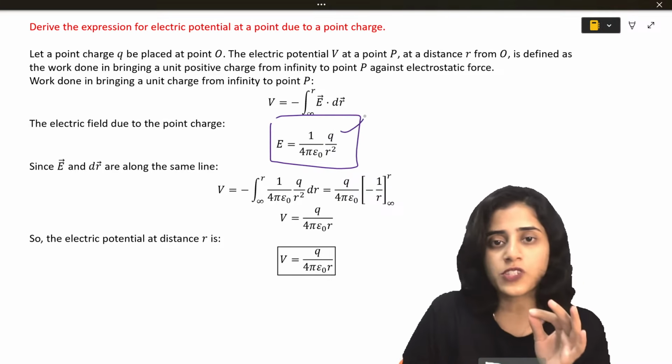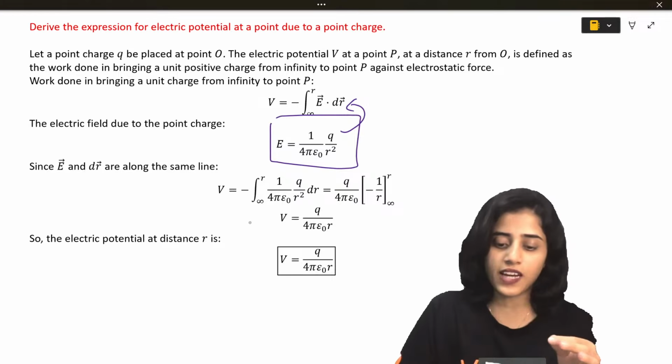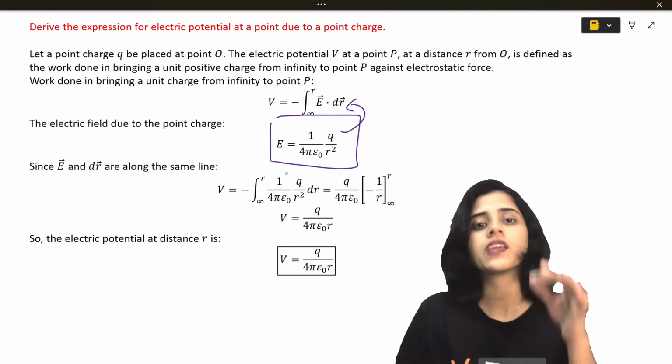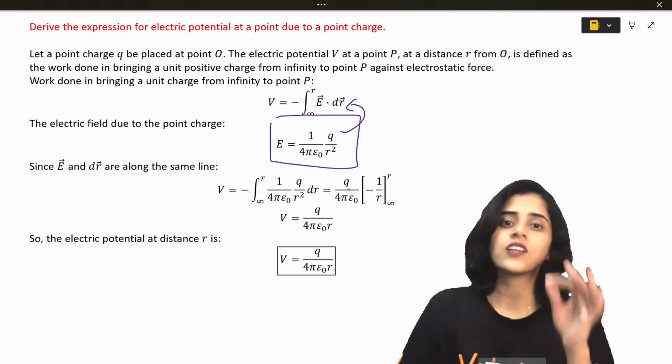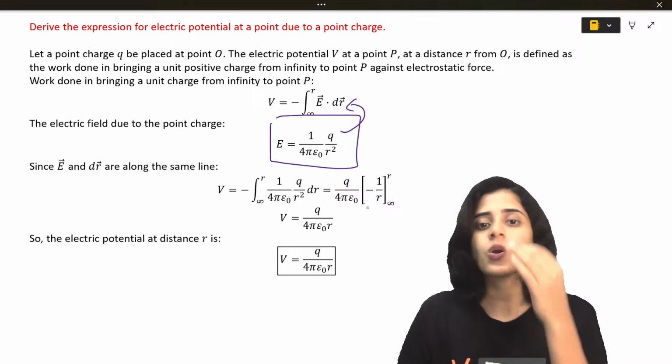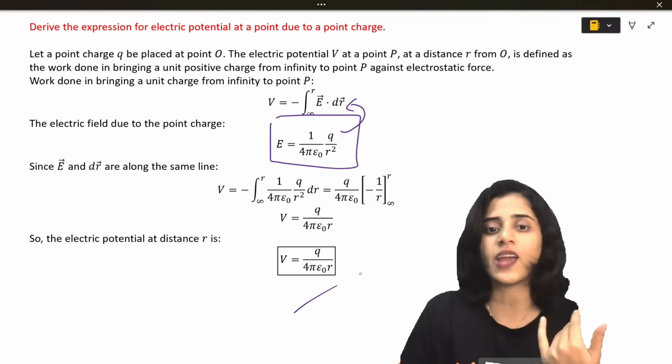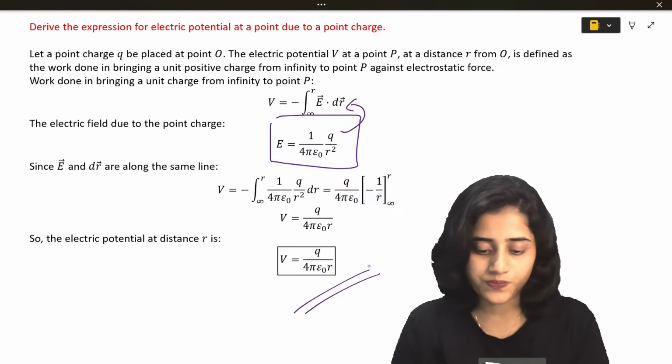And then I'm going to substitute that E here. So what will it become? V will be equal to minus integral of 1 by 4 pi epsilon naught q by r square into dr. So q by 4 pi epsilon naught, 1 by r, integrating, I will get V is equal to this.